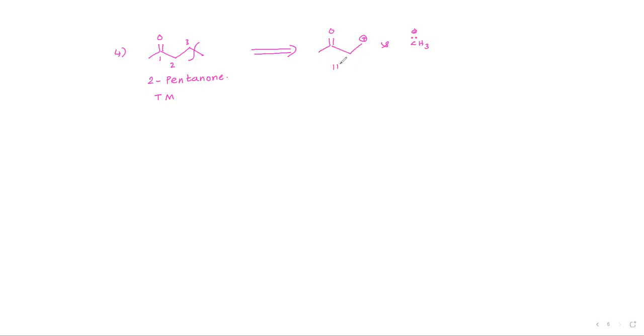Now this is called an A3 synthon. The synthetic equivalent for this is an alpha beta unsaturated carbonyl compound, and the synthetic equivalent for this is dimethyl lithium cuprate. So this is how you can do it. Now the synthesis is very easy.